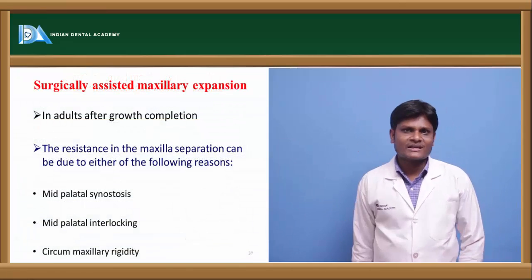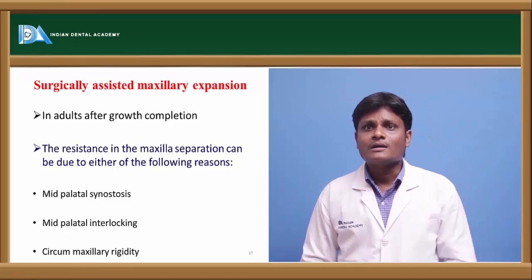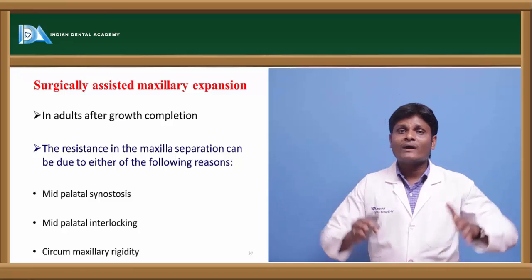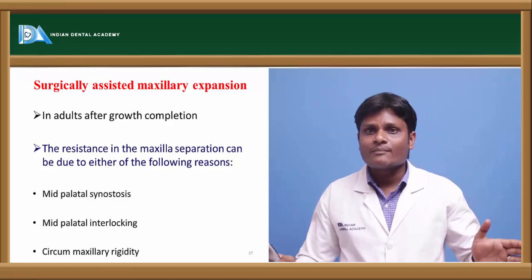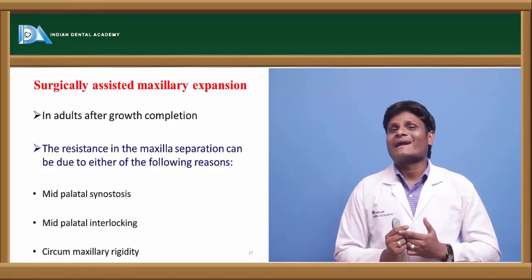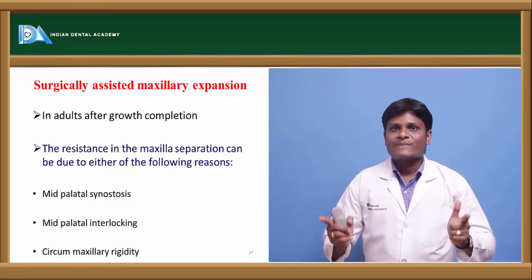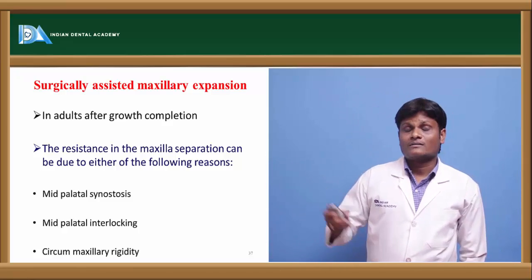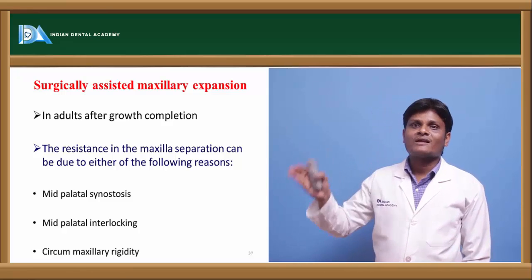Now, what is surgically assisted maxillary expansion? As I told you, in an adult patient where the sutures are completely ossified, it is very difficult to skeletally expand the maxilla. But yet, in some cases where there is a severe narrowing of the maxillary arch, in order to skeletally expand the maxillary arch, it has to be relieved or freed of its sutural attachments to the circummaxillary sutures. Then we can go for expansion with the rapid maxillary expansion appliance. This is called surgically assisted rapid maxillary expansion or surgically assisted rapid palatal expansion.